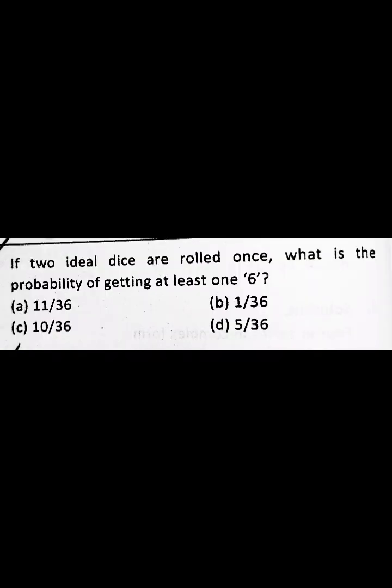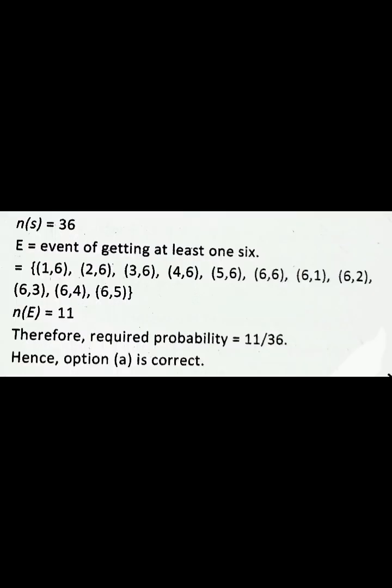The next question is, if two ideal dice are rolled once, what is the probability of getting at least one 6? So here the total number of outcomes is equal to 36. Then the events of getting at least one 6 are 1,6; 2,6; 3,6; 4,6; 5,6; 6,6; 6,1; 6,2; 6,3; 6,4; 6,5. So the number of events is 11. So the probability is 11 by 36. So the answer is option A.